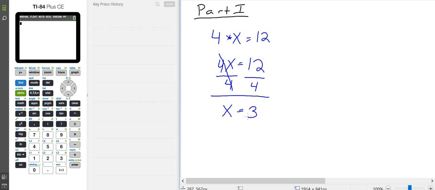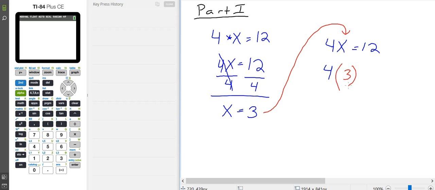Now let's see if we got it right. 4 times x is equal to 12, and we're plugging in 3 for the x. So 4, if you write a number in parentheses, you're assuming that you're multiplying it. You don't need to put a dot there, and you don't need to put an x there. 4 times 3 is equal to 12. 4 times 3 is 12, and 12 is equal to 12, so we got the answer correct. The answer to this question is x is equal to 3.